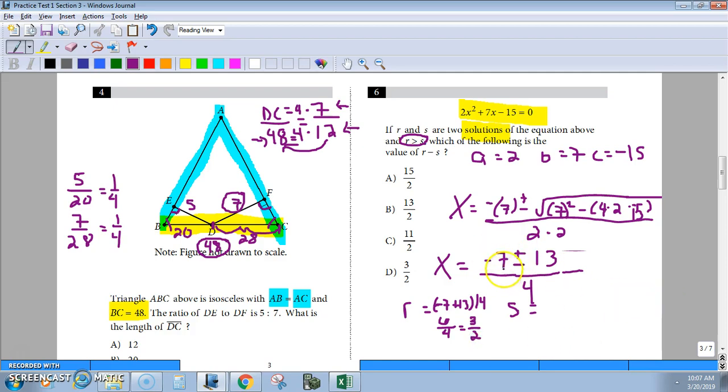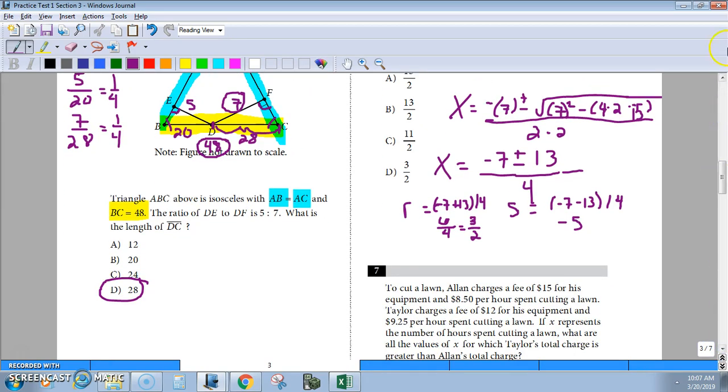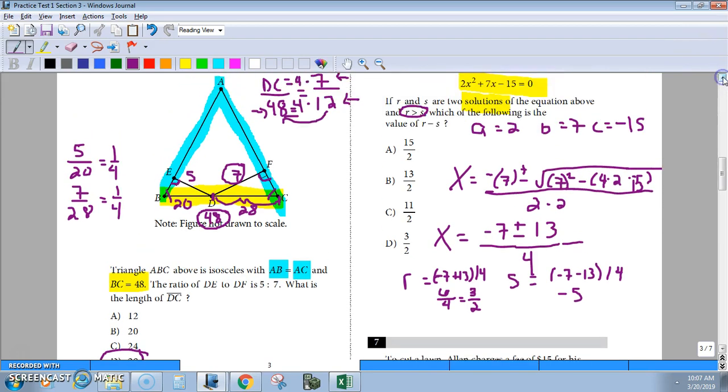And s is going to be negative 7 minus 13, and that's going to give me a negative answer divided by 4. So it's going to be negative 20 divided by 4 is negative 5. So this is where they get you with all of these work on this questions, because even after you find the solution, you still have to do one other thing, and that is subtract those solutions from each other.